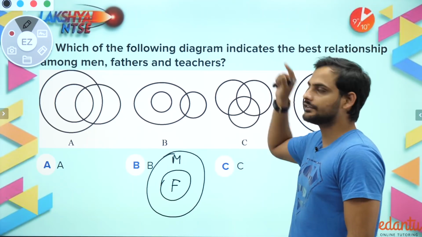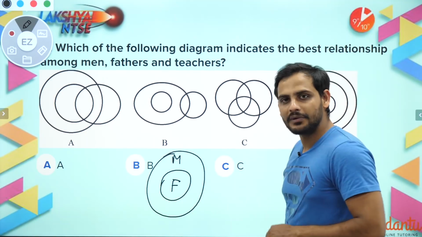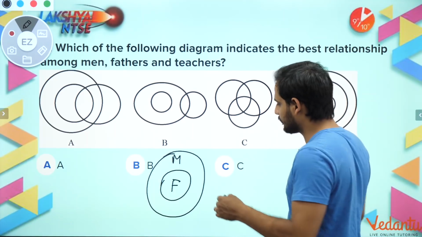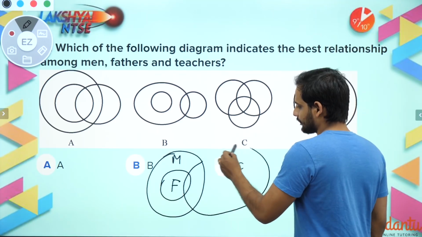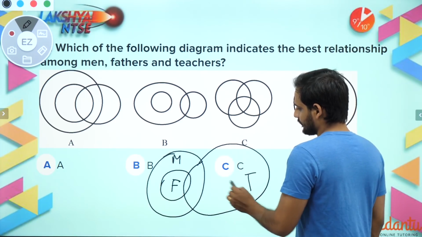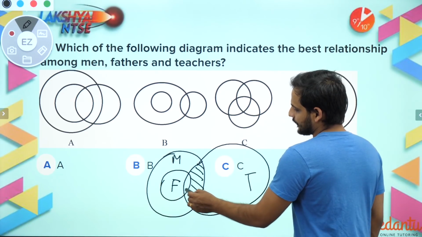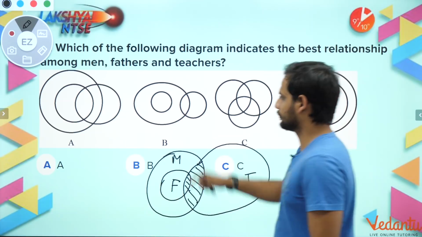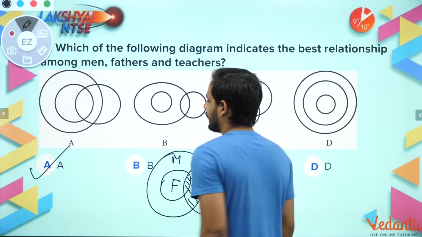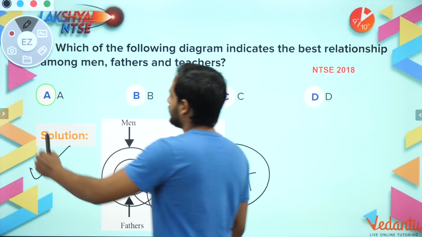Second is teachers. Now children, all men will not be teachers, all fathers will also not be teachers. So I can say it will look something like this. This will be your teachers. So some men are teachers, and some fathers are also teachers. This is the correct relation, and it is shown clearly here by A. So our answer will be A.